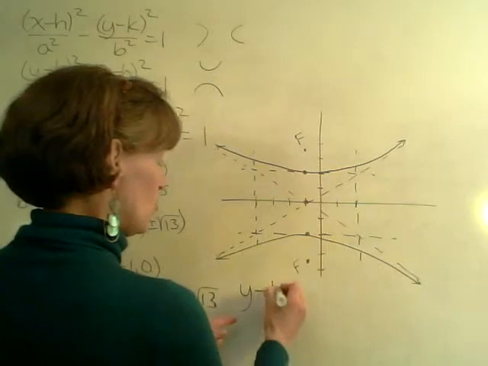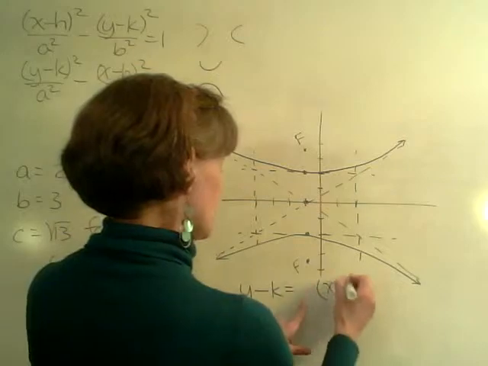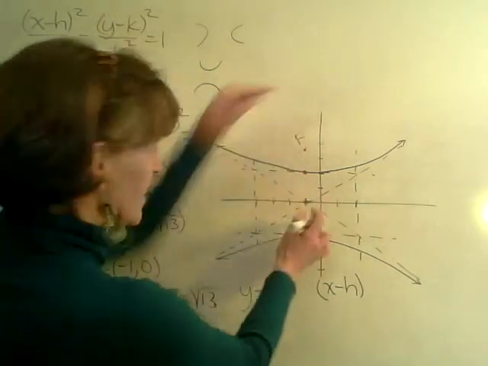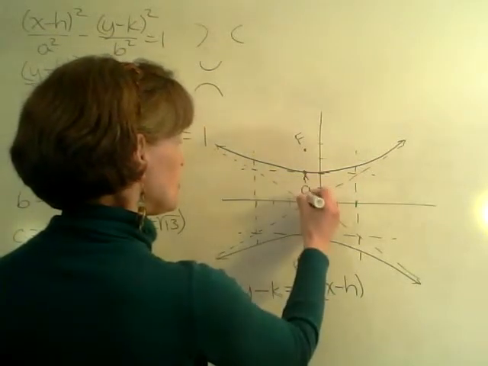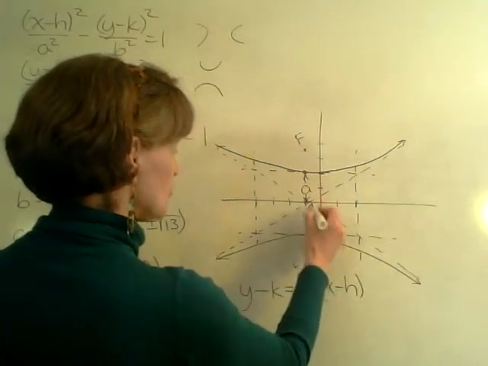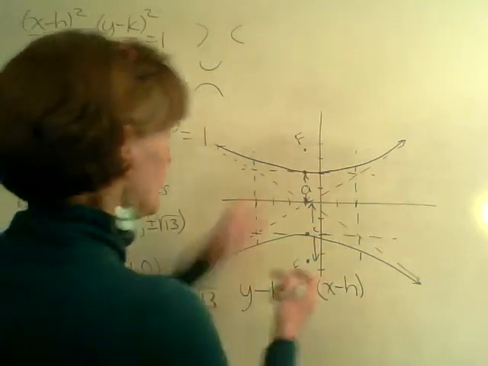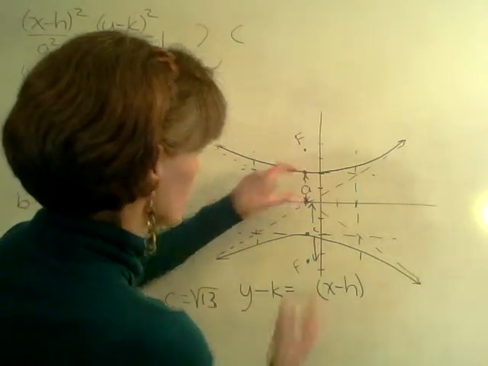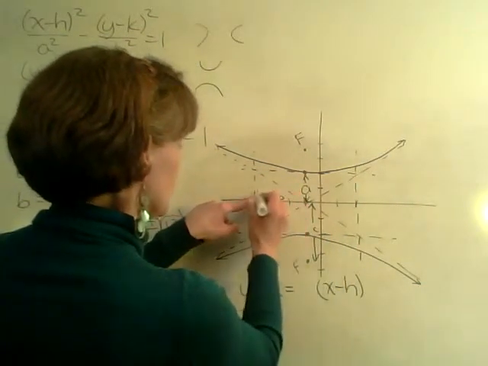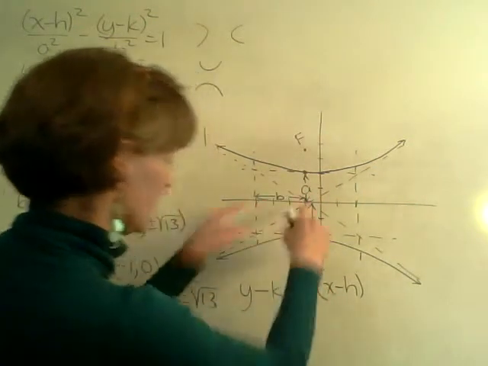Y minus, remember, our point is (h, k), so y minus k equals my slope, and then x minus h. Now this time, my slope, the change in y, happens to be a. A is always the distance to the vertex. C is the distance to the foci. All right? So notice how c is always bigger than a with a hyperbola. But a is my vertical distance for my slope of my line. A is my vertical distance, and b this time is my horizontal distance. So my change in y is a, and my change in x is b.